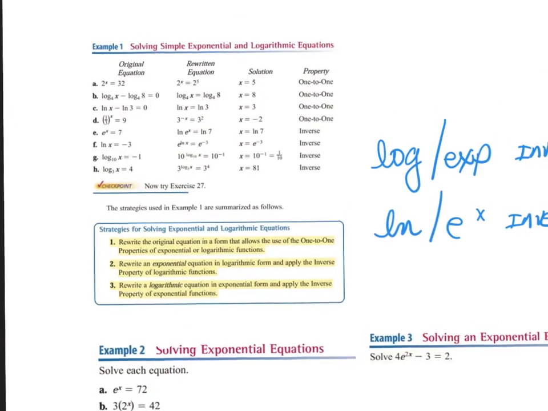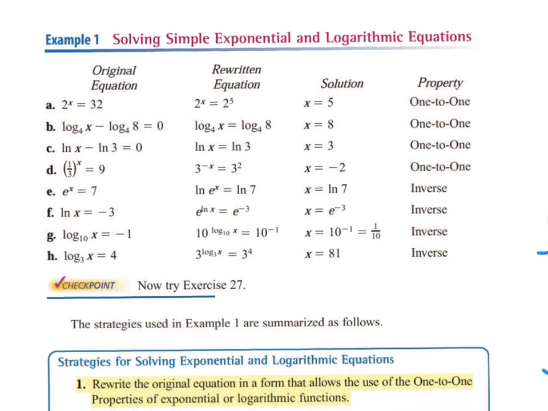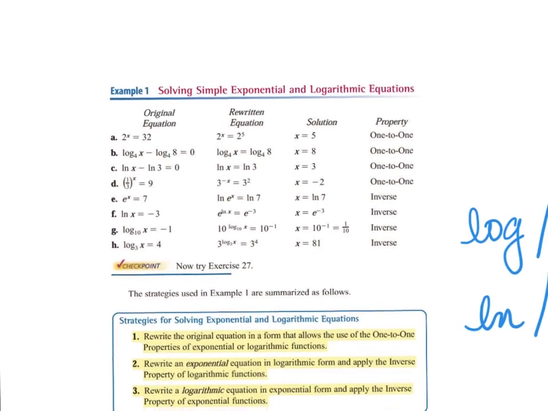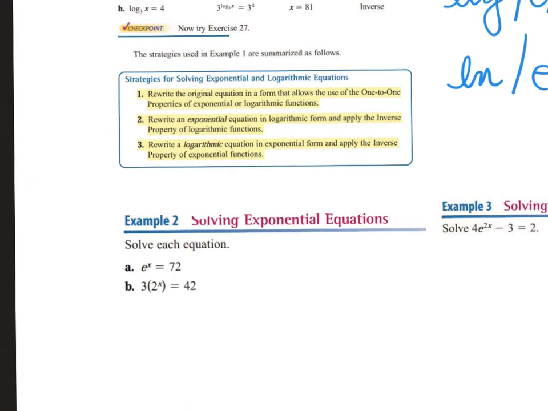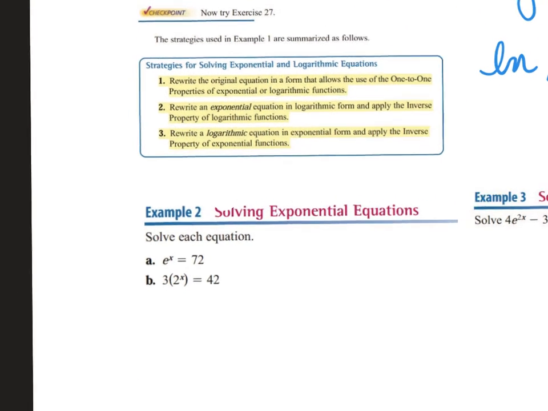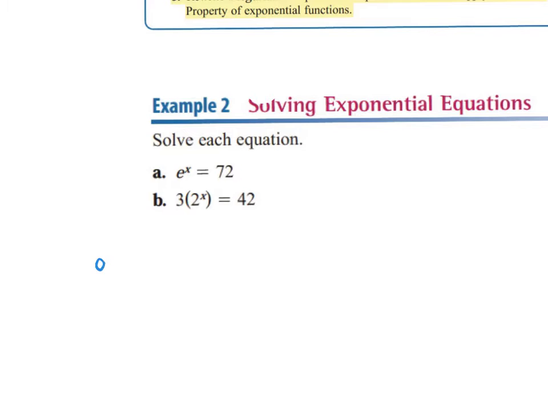We already know how to solve using the one-to-one property. We did this on our quiz. We talked about getting the bases to be the same, all that good stuff. So if you run into a situation where you can get the bases to be the same and solve using the one-to-one, go ahead and do so. These ones we're not going to be able to, so we're going to have to use our brains a little bit here. Example one, all right?